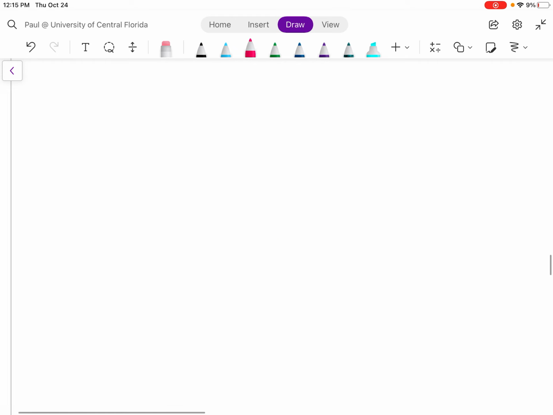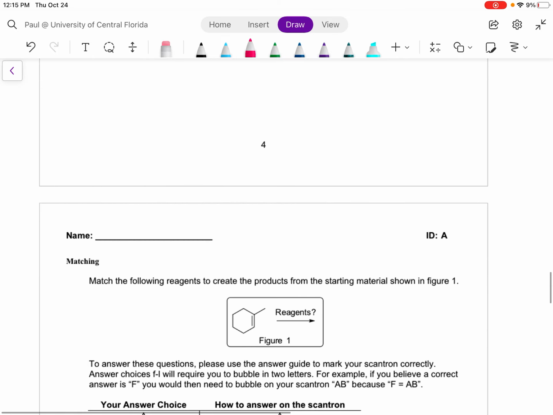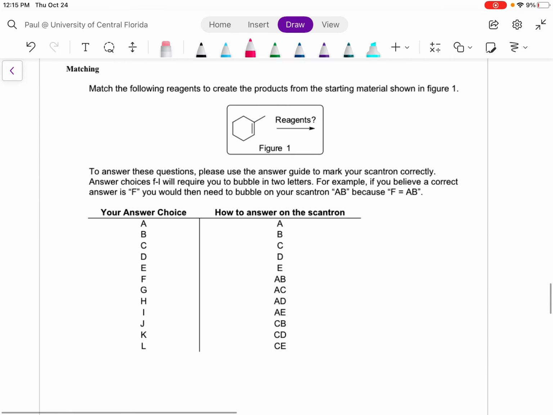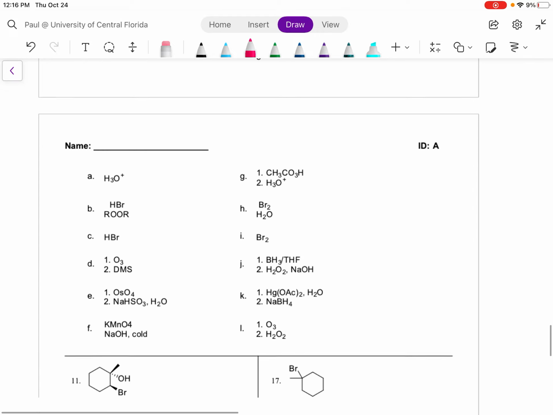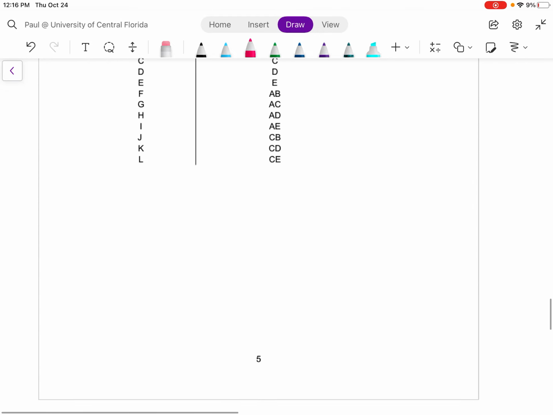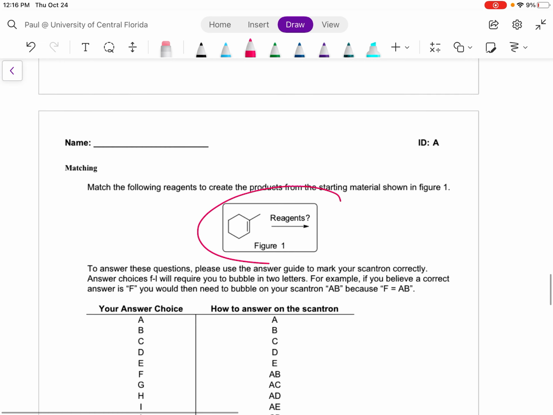Okay. Then this matching problem right here. I am not going to answer this question in this video because you can take a look at this problem right from your textbook. And it will show you all the answers right there at the end of the chapter.